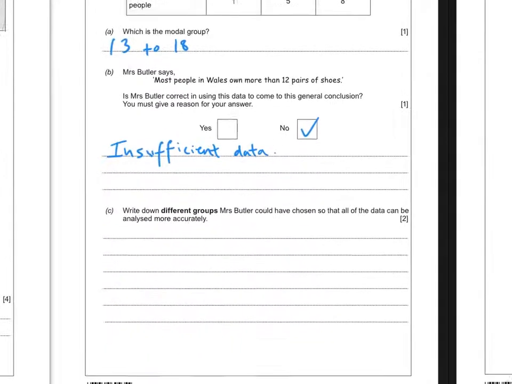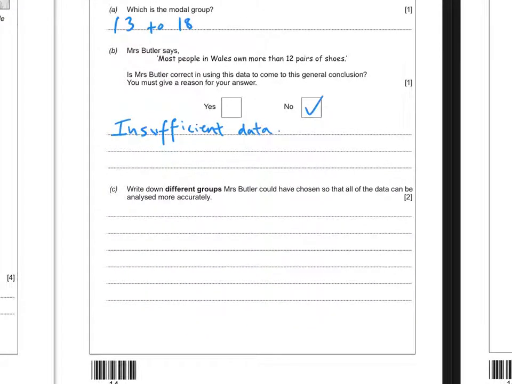So down here we could suggest maybe going up in 3s instead, so say 1 to 3, we then go 4, 5 and 6, 7, 8, 9, 10, 11, 12, 13, 14, 15, 16, 17, 18. So that would give us a more accurate breakdown of the results.